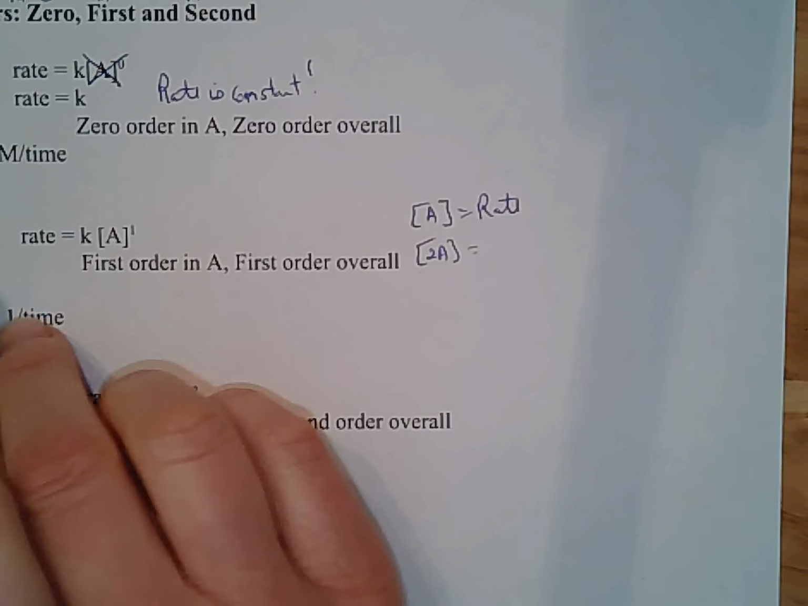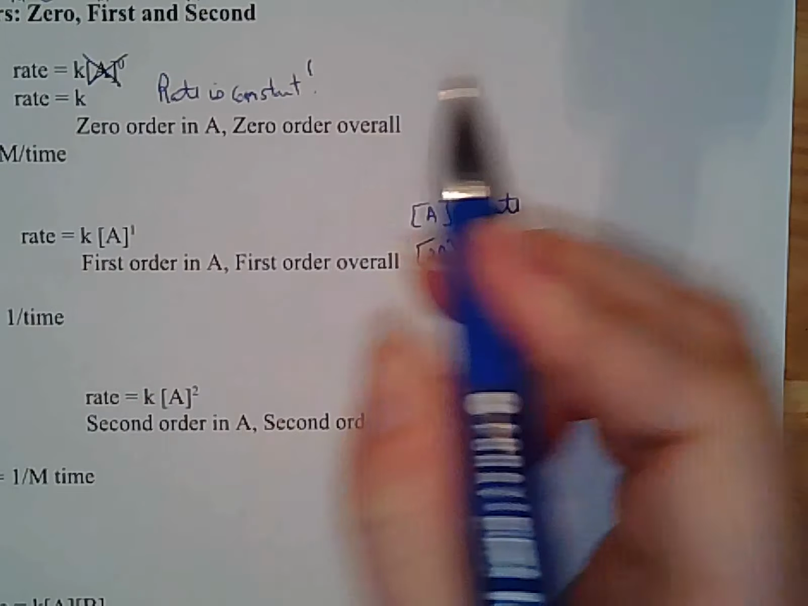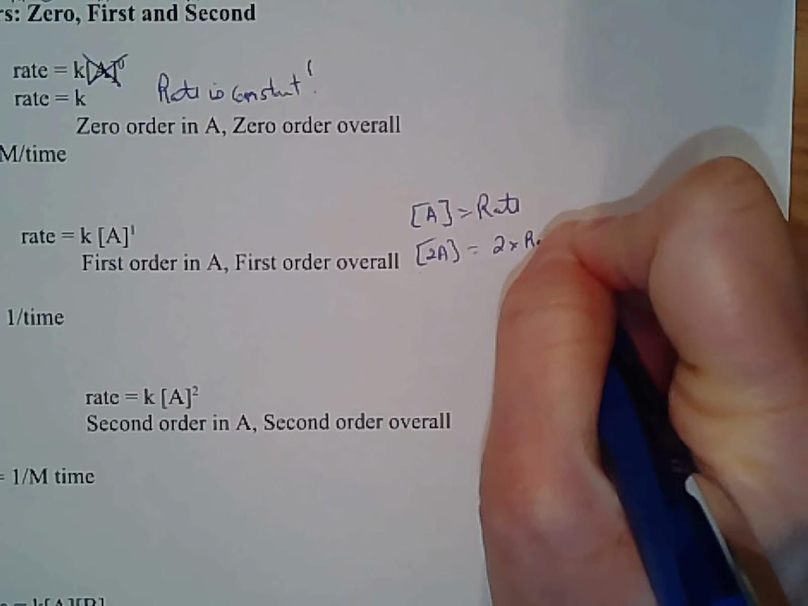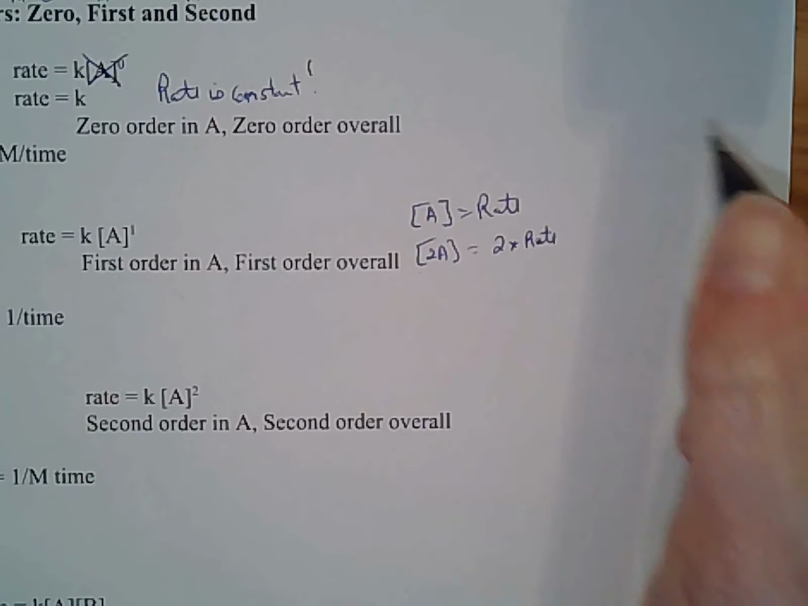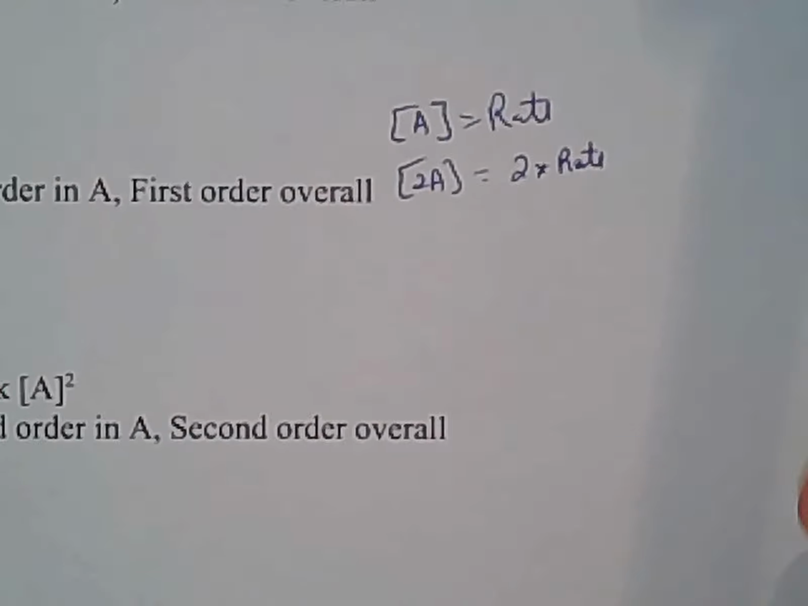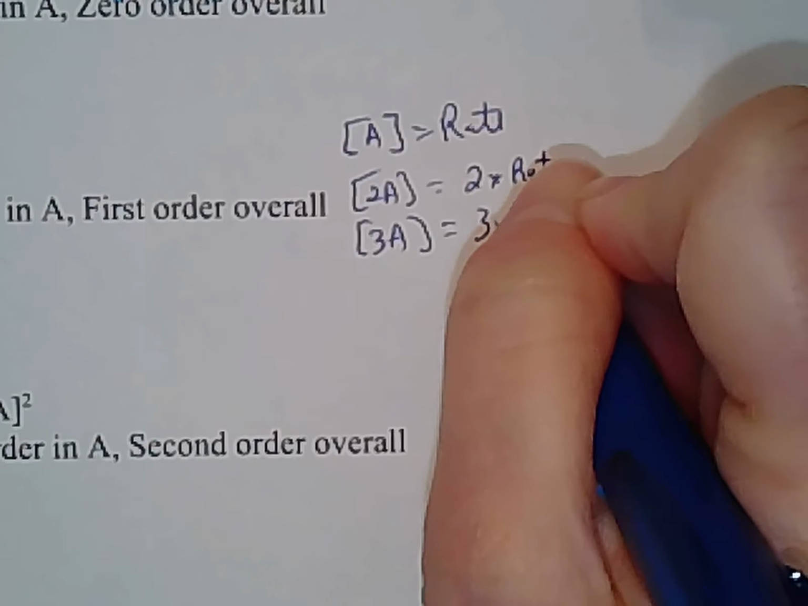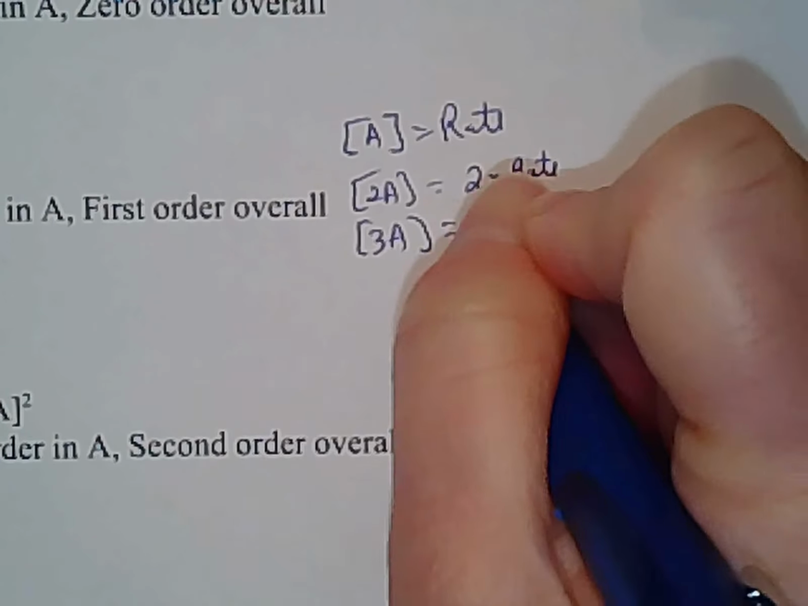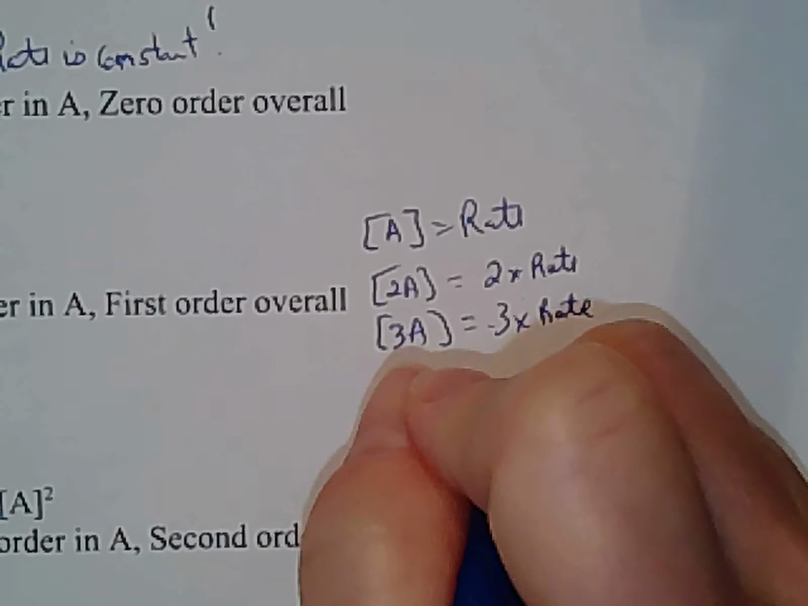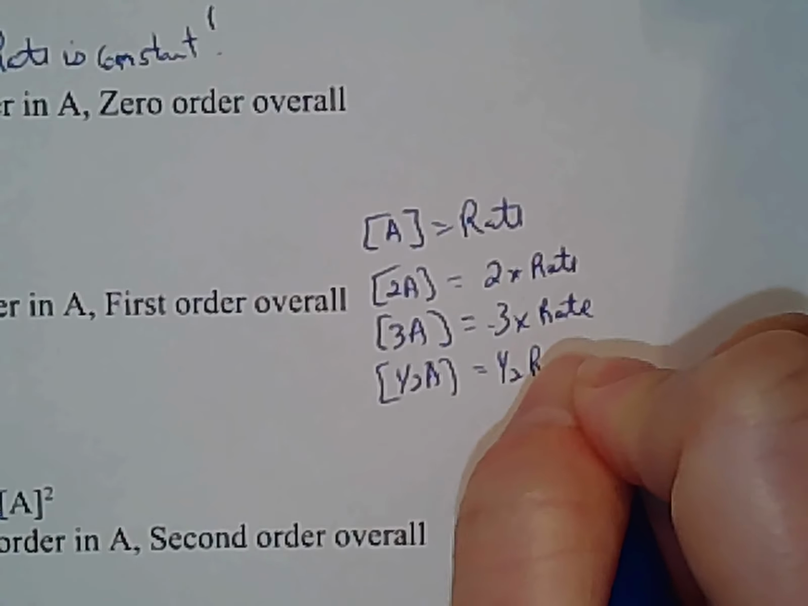If I double A and it's a first order reaction, whatever I do to A is going to happen to the rate. So that means the rate is going to go up by a factor of 2. So take rate times 2. That's what I'm trying to write here, rate times 2. If I triple A, the rate goes up by 3. So rate times 3. Same thing goes if I took it down by a half, my rate would decrease by a half.